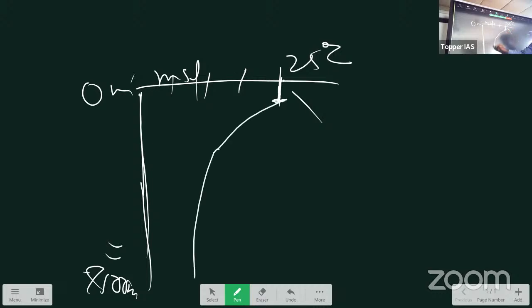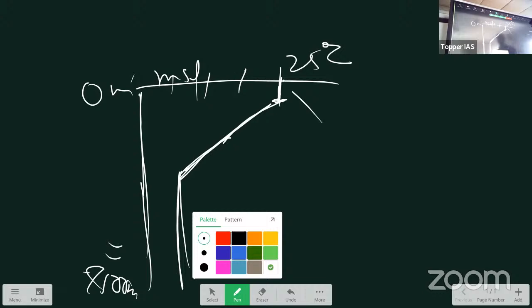So what happens with increasing depth? Consider that at the equator the temperature is 25 degrees Celsius. What happens to temperature with increasing depth? So this is 20, 15, 10 like that. How should I draw? This side or that side? This side. Observe carefully how I am drawing this. This is important to understand.